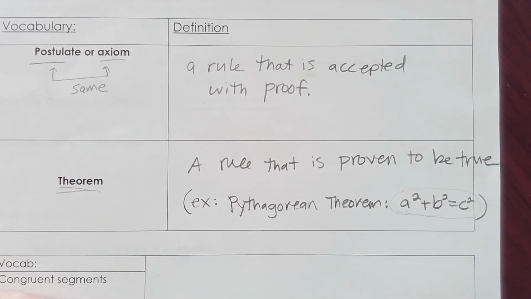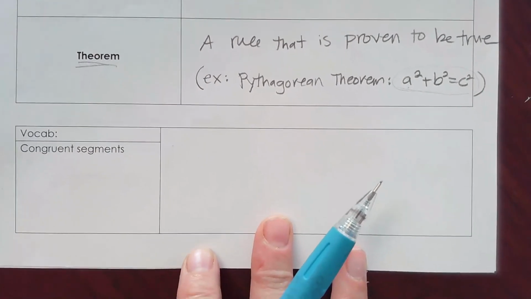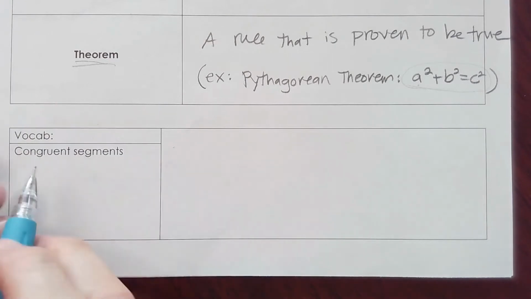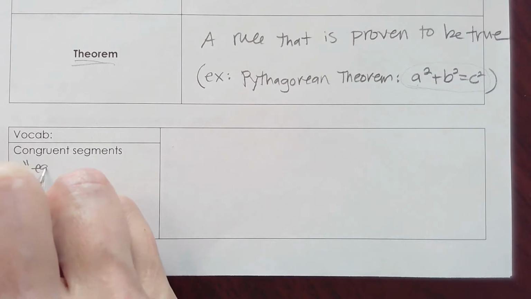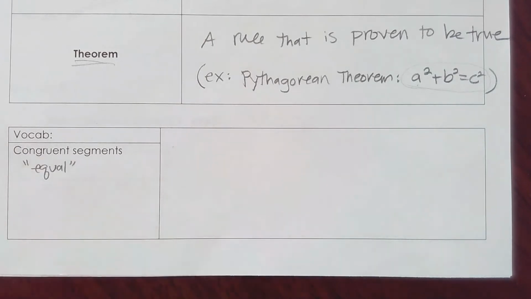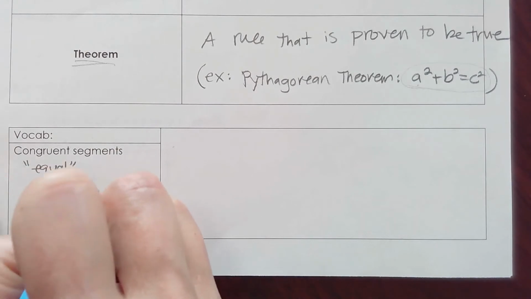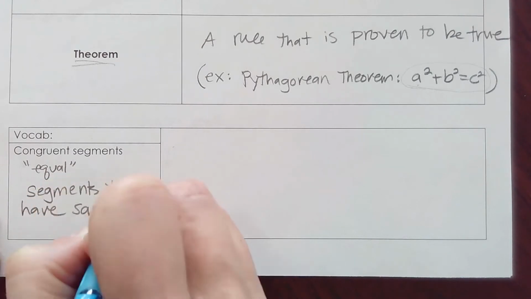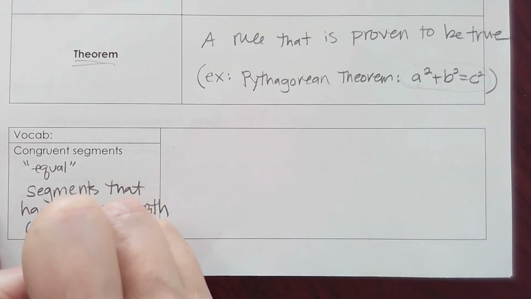All right, so onward we go. Some more terminology, symbols, and definitions. We have something called congruent segments. Congruent is another way to mean equal. It's like saying equal segments, and segments that have the same length or measure.